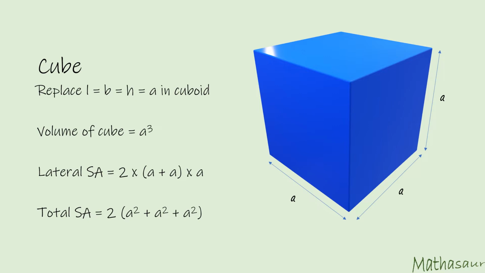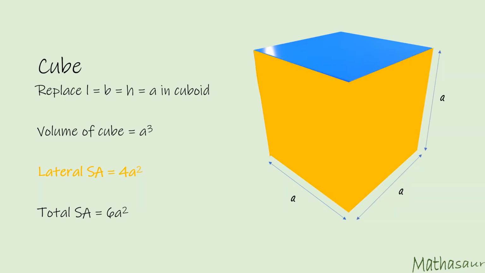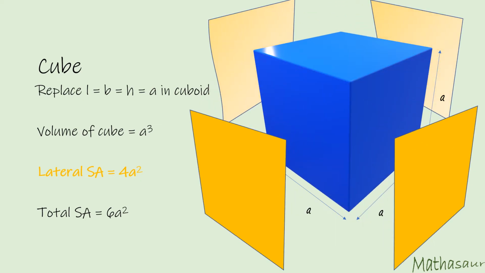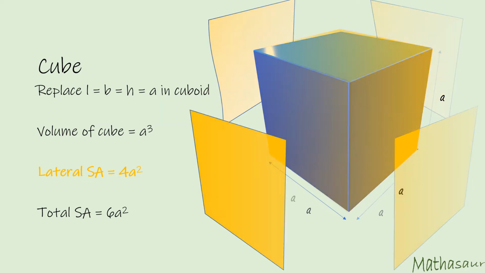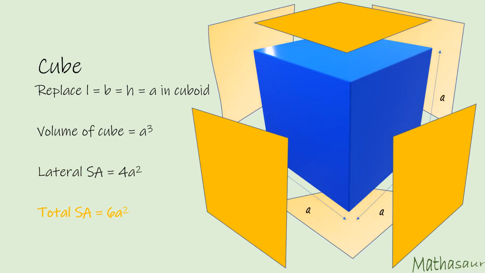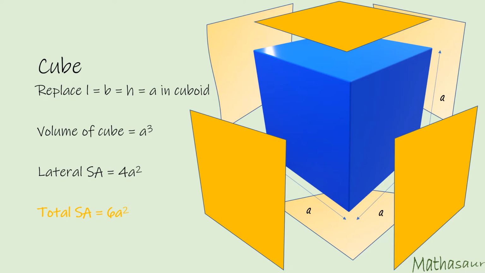Upon simplification, the volume becomes A cube. The lateral surface area becomes 4A square, and the total surface area becomes 6A square. Let us look at the lateral surface area. We see that there are 4 faces or 4 squares, hence 4A square. Let us look at the total surface area. There are 6 faces or 6 squares with side A, hence 6A square.